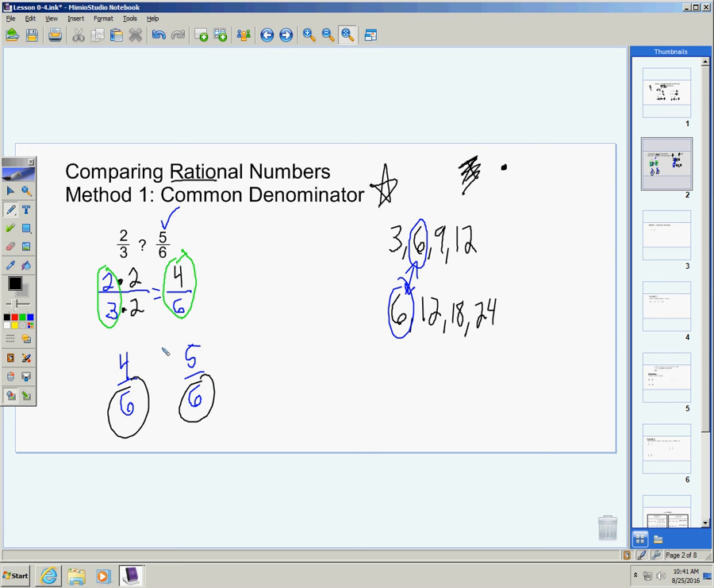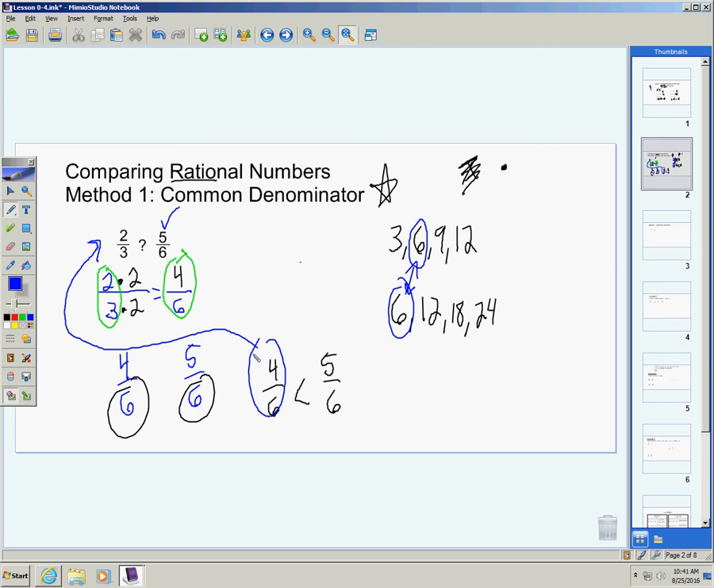5 is bigger, which means that 4/6 is less than 5/6. This fraction on the right is bigger, and we know 4/6 is the same thing as 2/3, which means that saying 4/6 is less than 5/6, I can now say 2/3 is less than 5/6.